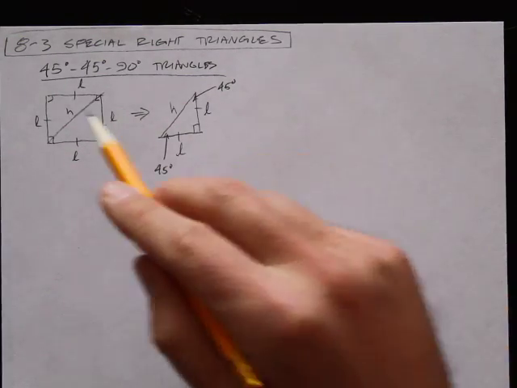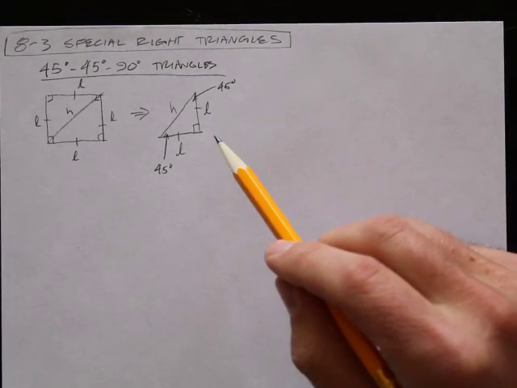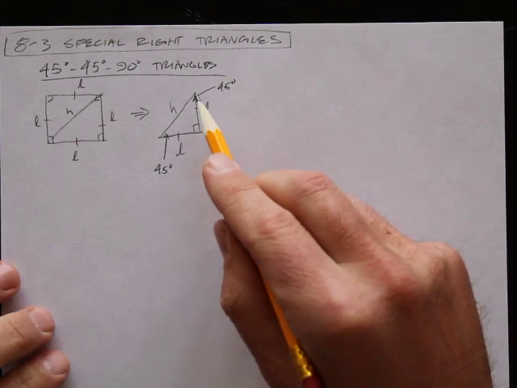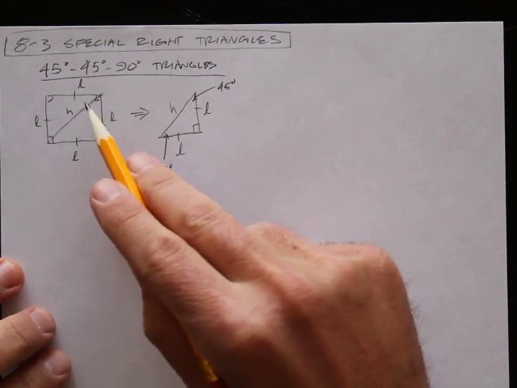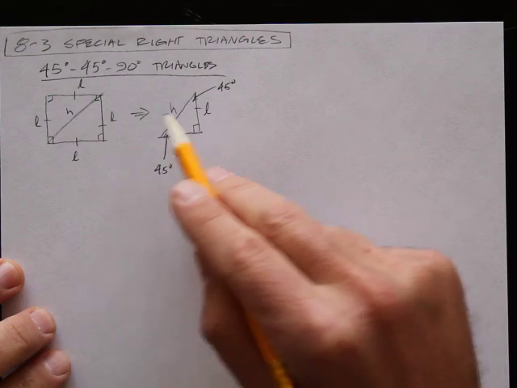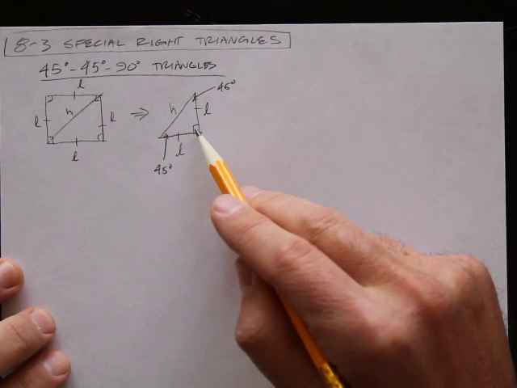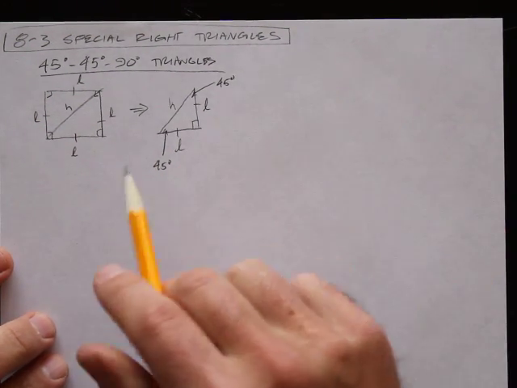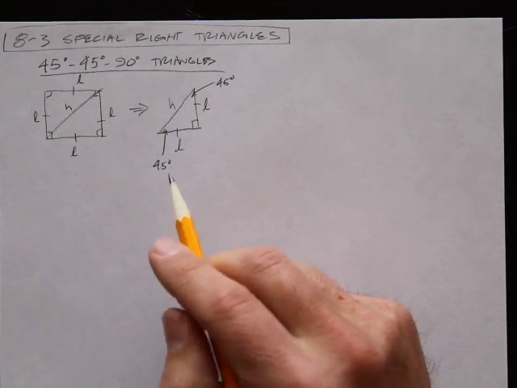Okay, 8-3, we're going to keep going here. So we've cut this square in half, and we've pulled out one of the triangles. And so now let's look at this triangle a little bit more in depth here.